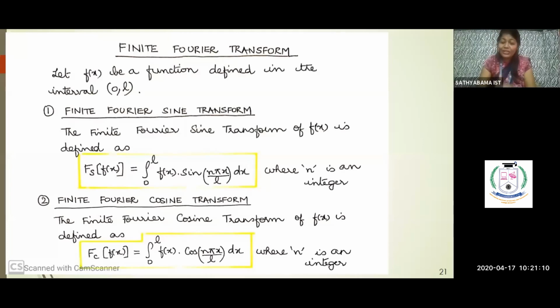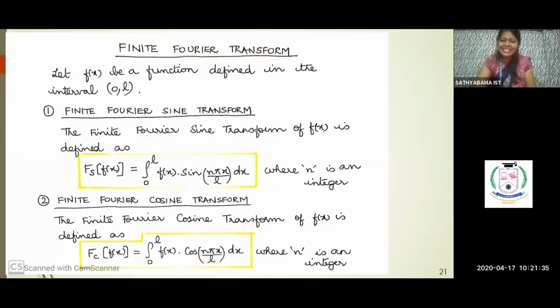Similarly, we have finite Fourier cosine transform. So how do we denote that? Again, it's the same notation, Fc of f of x. And how is it defined? Integral 0 to L f of x into, instead of sine, you will have cos here, because this is cosine transform. Cos n pi x by L dx. So that's the only difference between the two formulae. There you have sine n pi x by L dx. Here it is cos n pi x by L dx. That's the only difference.